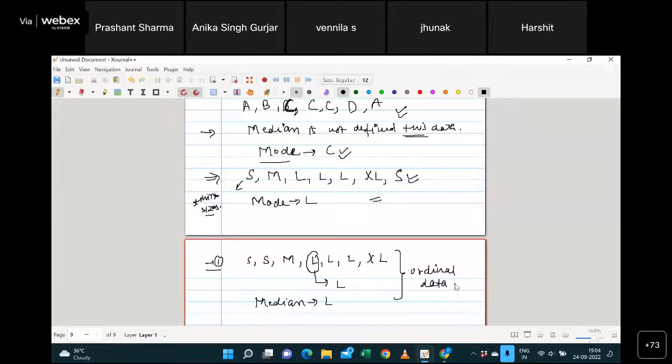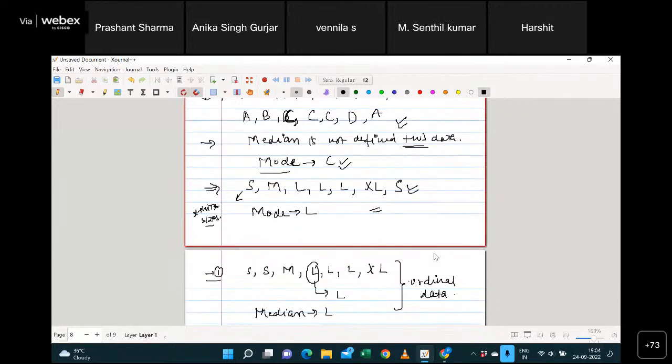Can I expand the first one? Sorry? The median is not defined. Can I expand that one? That line. Can I what?